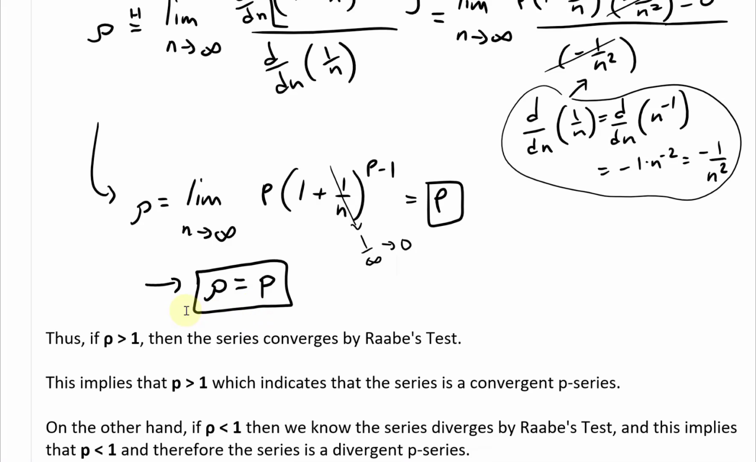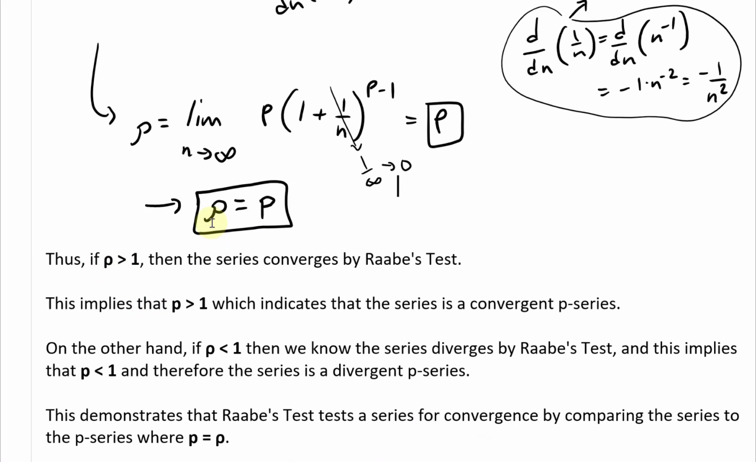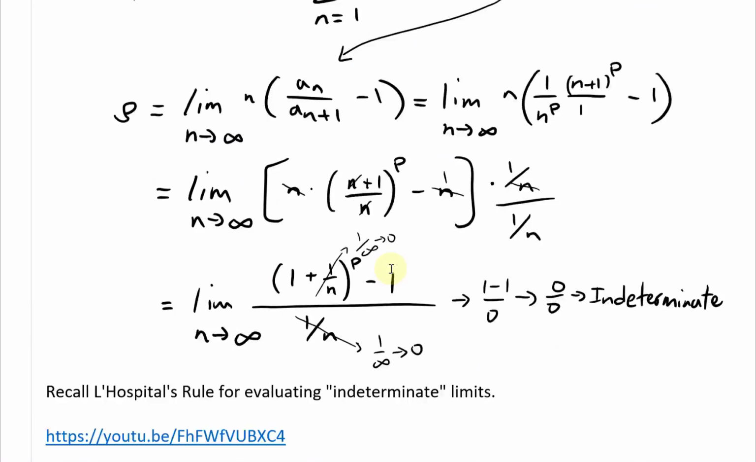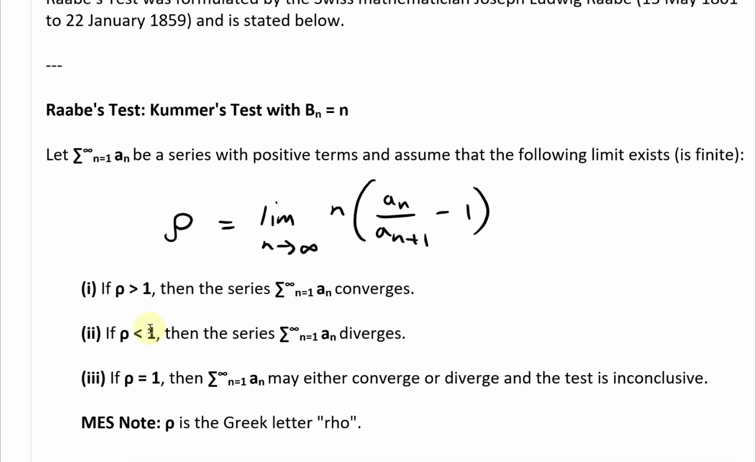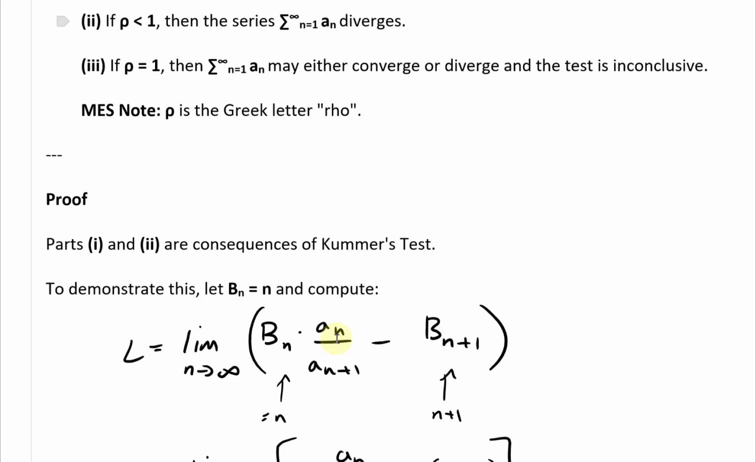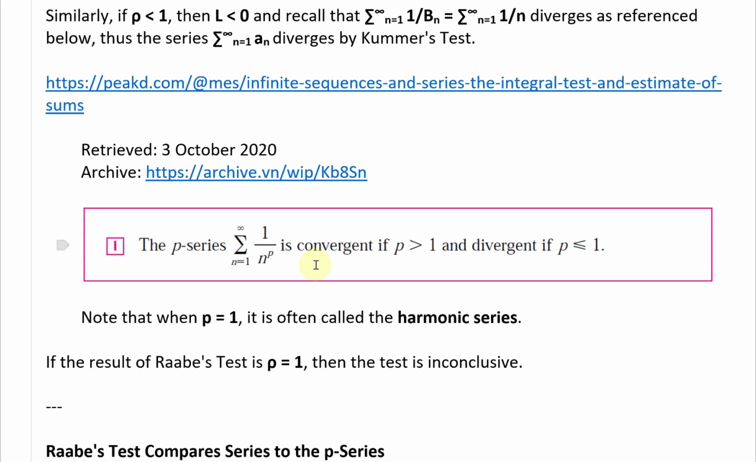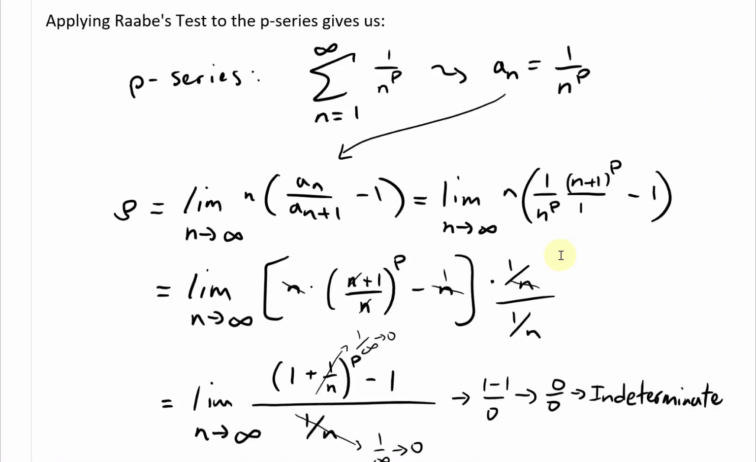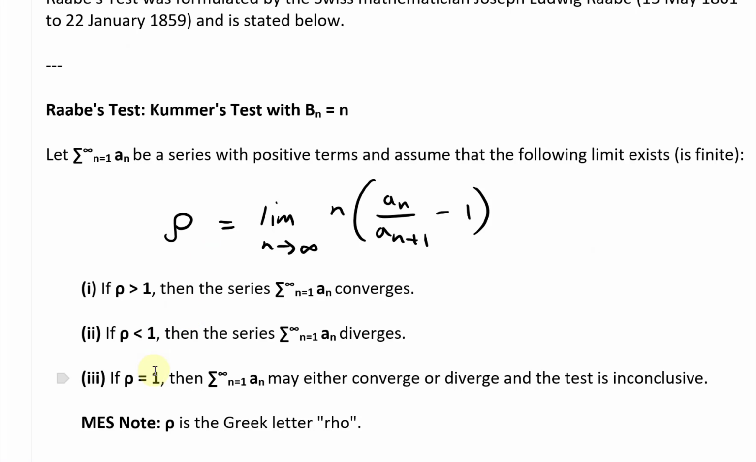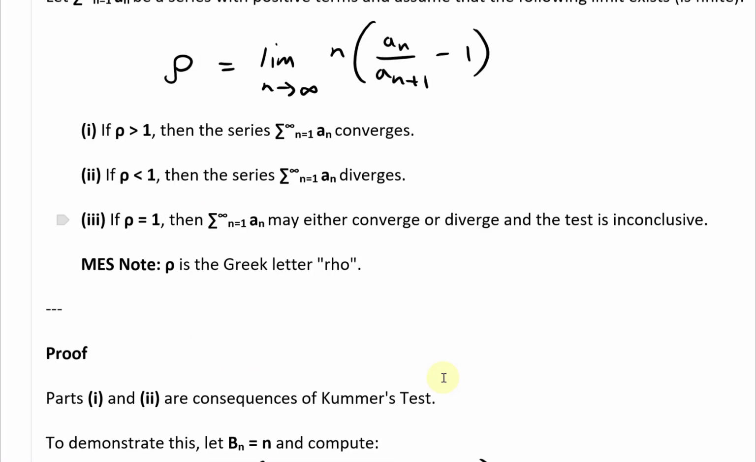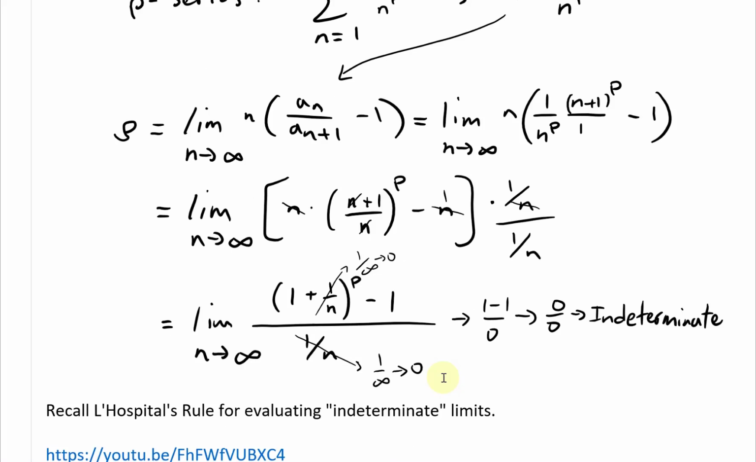So what this means is, if rho is greater than 1, then the series converges by Raabe's test. Again, just to recap on Raabe's test: if it's greater than 1, it converges; if it's less than 1, then it diverges. If you compare that with the p series, if p is greater than 1, it is convergent, and it's divergent if it's less than or equal to 1. If rho equals 1, the test may converge or diverge, but for the p-test, it's divergent.